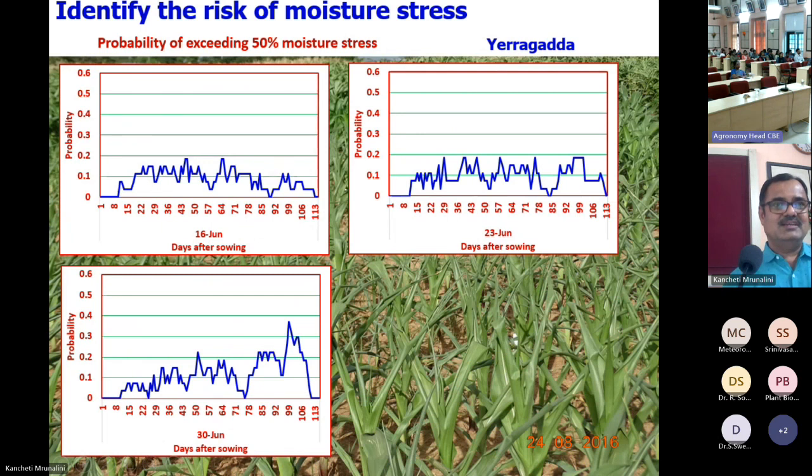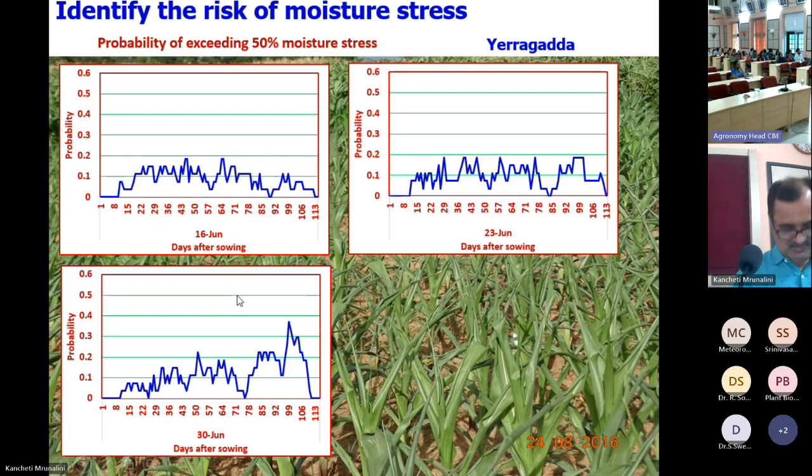Now you see in Khammam district, which at least in newspapers somewhere you might have heard is a high rainfall district. Now you see here the probability of exceeding 50% moisture stress is very less compared to the previous. In the previous graph the lines are up to this. Now here it is even 20% chances. The moisture levels going to 50% depletion is only 20%, not even touching 20%. That means the crop is safe in this region. The crop never experienced moisture stress in any critical growth stage.